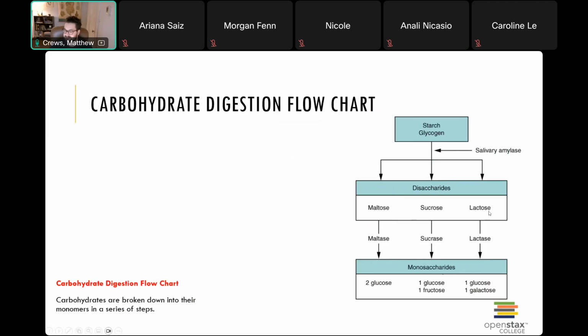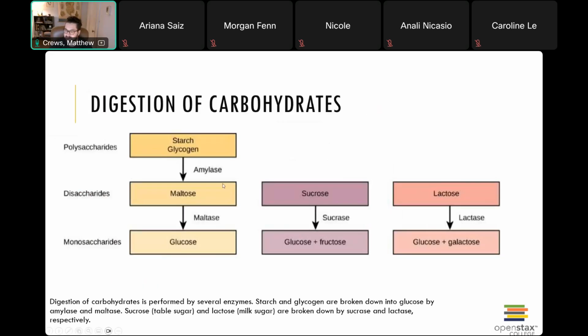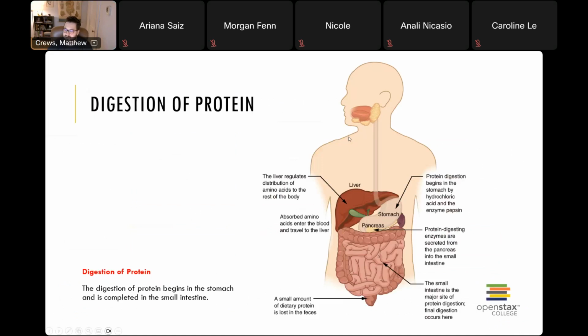Salivary amylase. There's also pancreatic amylase. So we talk about that. Maybe not. So starches and glycogen are broken down into glucose by amylase and maltase. And they're broken down by all these enzymes. Okay, cool. All right, protein.